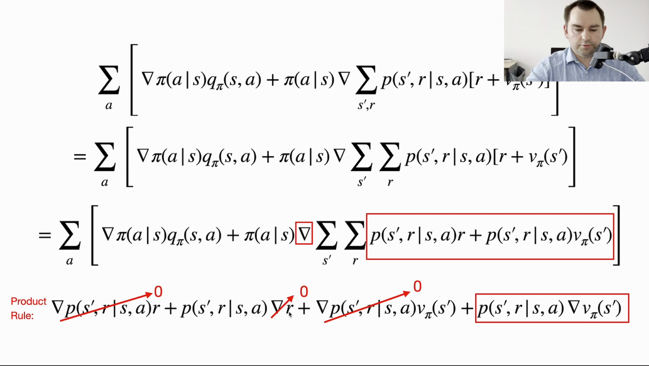Now, gradient of r goes to 0 because that's a constant. And gradient of this dynamics function also goes to 0 for the same reason as before. So the only term we have left is gradient of v pi of s prime. Why does this not disappear? Because the value function is dependent on policy pi. If you use one policy, the value of a given state will be different than if you use a different policy. And clearly, our policy is parameterized by theta.